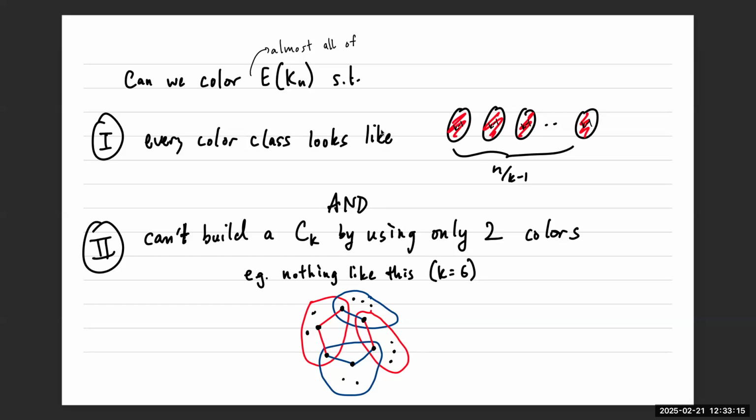So not only do I need to color the edges of K_n so that every color class looks like this, which already feels hard, but I also want this to happen: I don't want specific little cycles formed out of my cliques. Okay, so how am I going to do that?